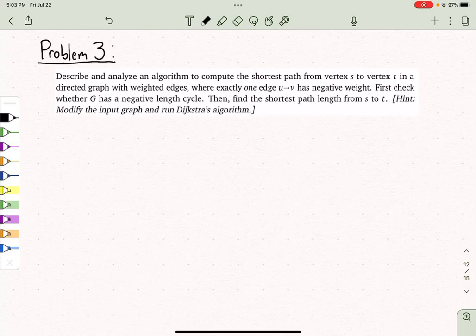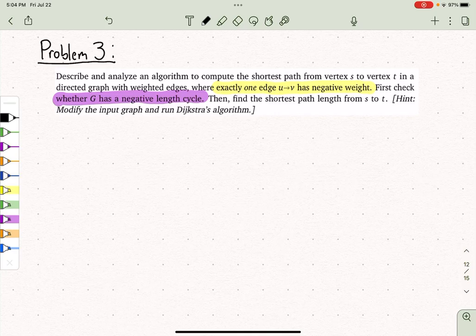Okay, so we're going to do something similar in the third problem. Now, we're again going to think about Dijkstra, but we have exactly one edge that has a negative weight. So here we do want to compute shortest paths, not cycles. But remember, Dijkstra's algorithm doesn't work efficiently when the graph has negative edge weights. It only works efficiently when every edge weight is non-negative. And in fact, if there's a negative edge weight, we could have a negative cycle, and so there's no solution at all. So we also have to check whether G has a negative length cycle.